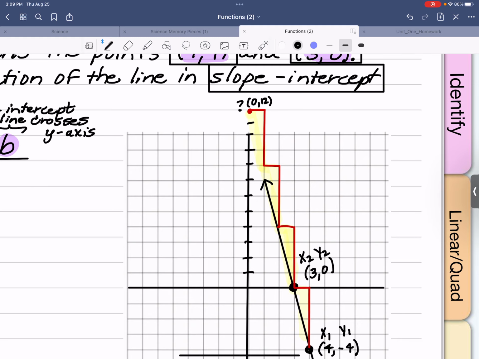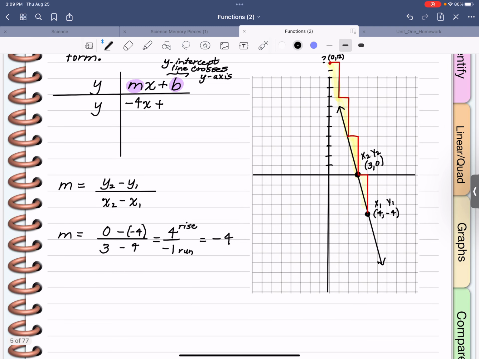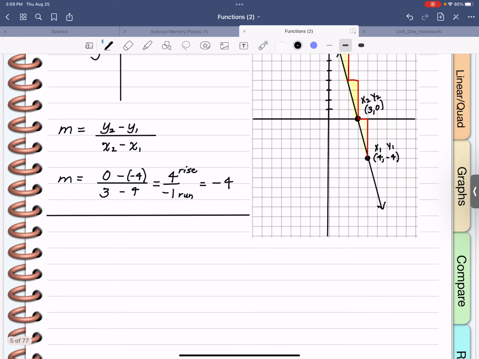All right, we need to prove that, though. We can't just assume because you know how my drawing looks. So we're going to have to prove mathematically what baby B is going to be. So I'm going to use slope-intercept form, which is the one we're working with. It's y equals mx plus b. Because we've already found our slope, we know that it's -4.